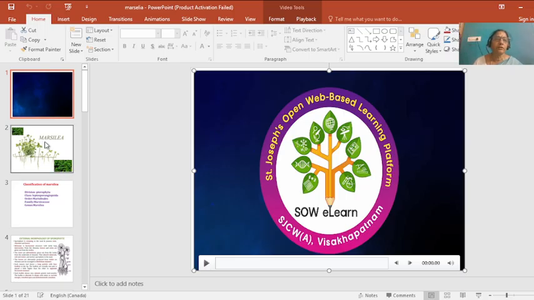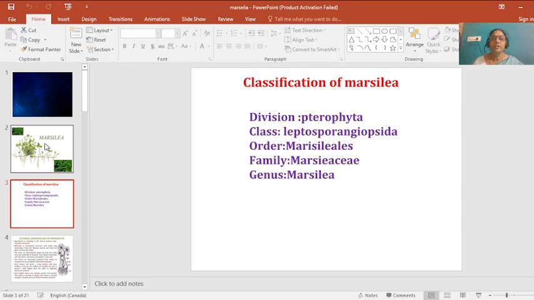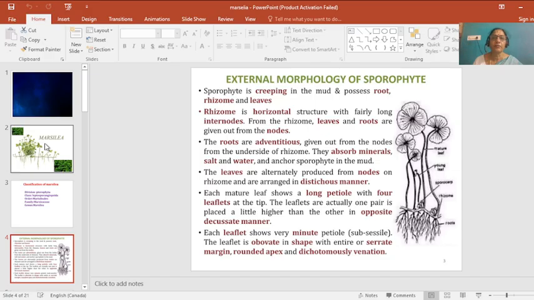Today we are going to study another type of study in vascular cryptogams, which is Marsilea, also known as the clover fern. If you see the classification of Marsilea, it belongs to Spermatophyta, Pterophyta, class Leptosporangiopsida, order Marsileales, family Marsileaceae, and the genus is Marsilea.